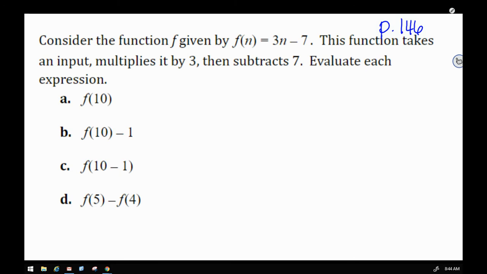All right, consider the function f given by f of n equals 3n minus 7. This function takes an input, multiplies it by 3, and subtracts 7. So evaluate each one of those 4 expressions. I believe in you that you can do this without me. So go for it. I'm going to have 4 answers here.